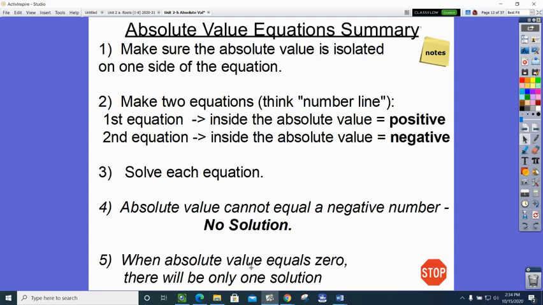I hope that the start of absolute value equations is making sense. It's time to practice.